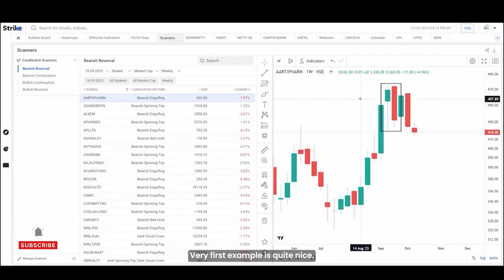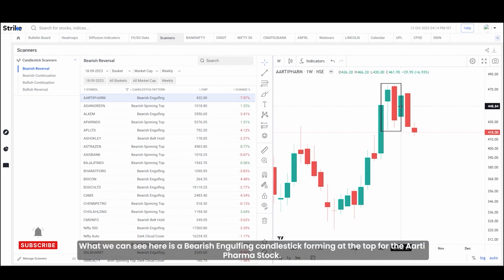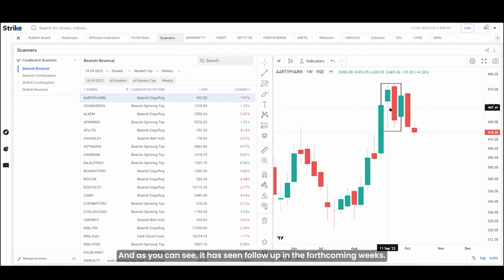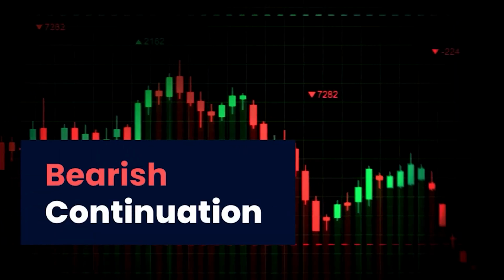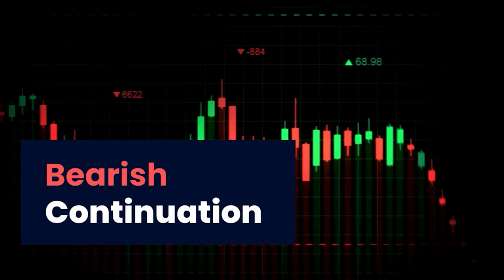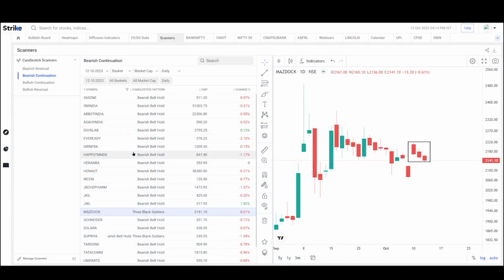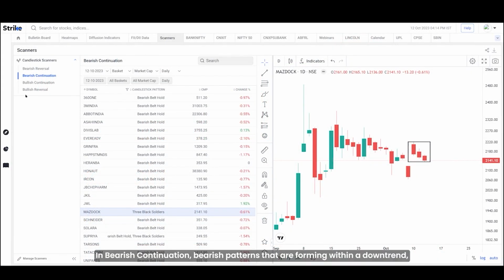Very first example is quite nice. What we can see here is a bearish engulfing candlestick forming at the top for the Aarti Pharma stock, and as you can see, it has seen follow up in the forthcoming weeks. In bearish continuation, bearish patterns are forming within a downtrend, so it confirms that the trend is continuing downward.